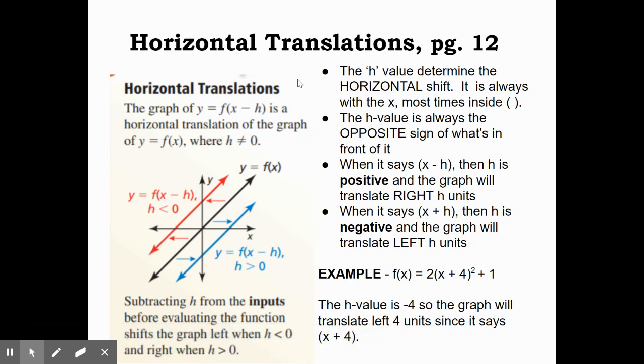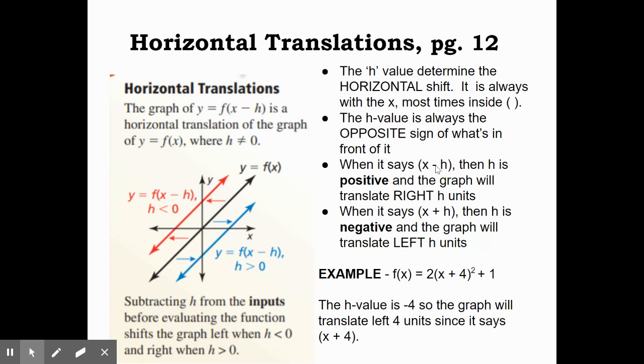Horizontal translations, and this is in your book on page 12. This is all in your book, so I'm trying to explain, okay? The H value determines the horizontal shift. So in your equation, you will see that the H value is always the number with the X. Most times it's inside of parentheses, but it's always specifically with the X, being added to X or subtracted from X. The H value is always the opposite sign of what's in front of it.